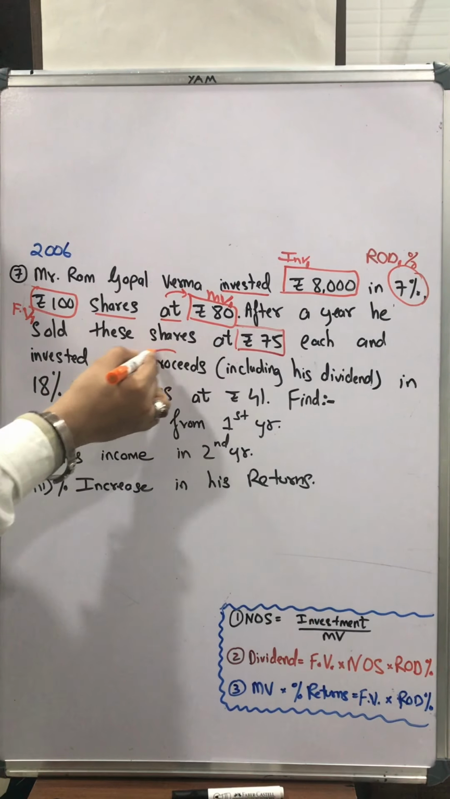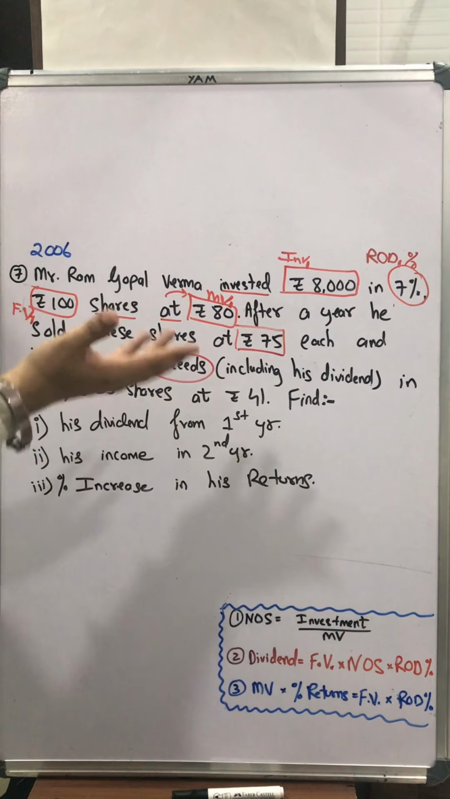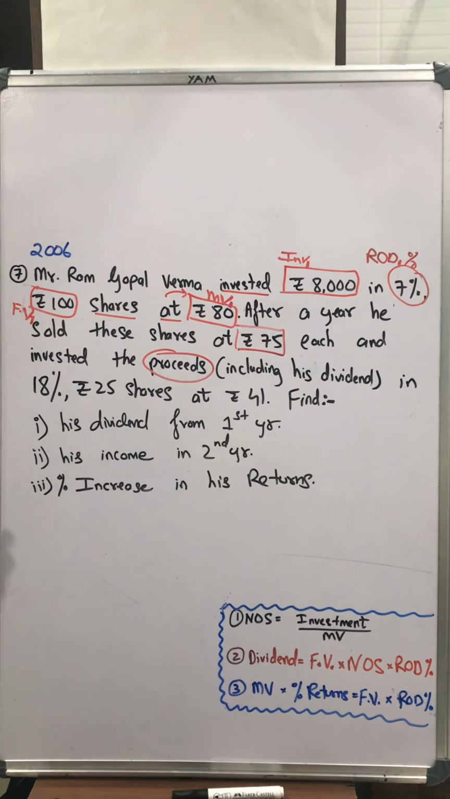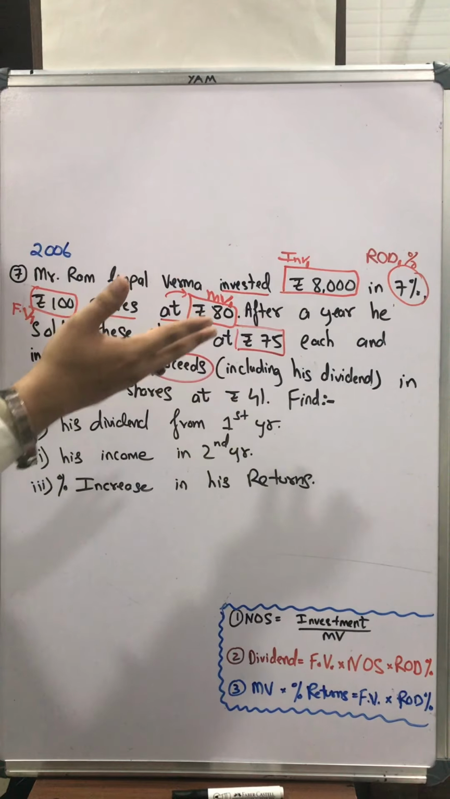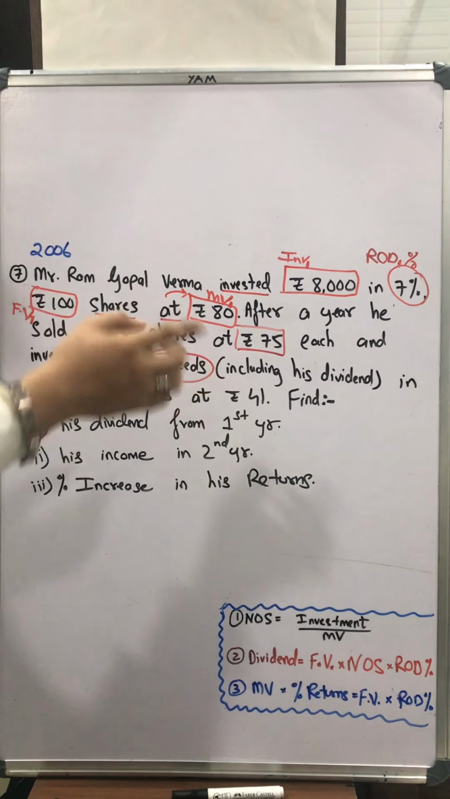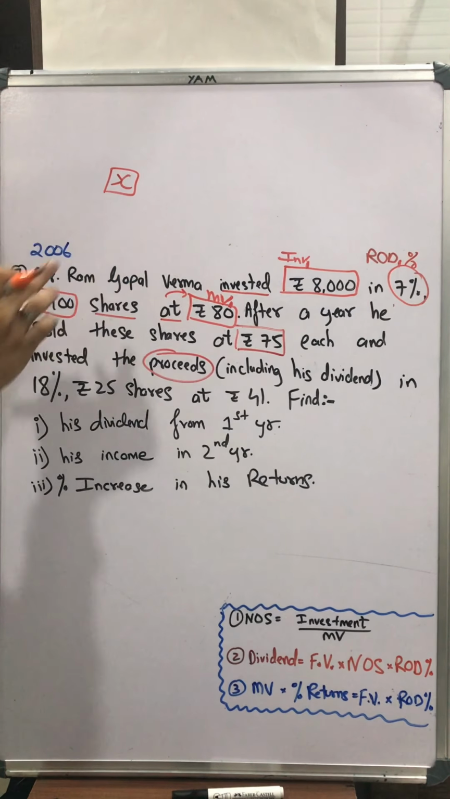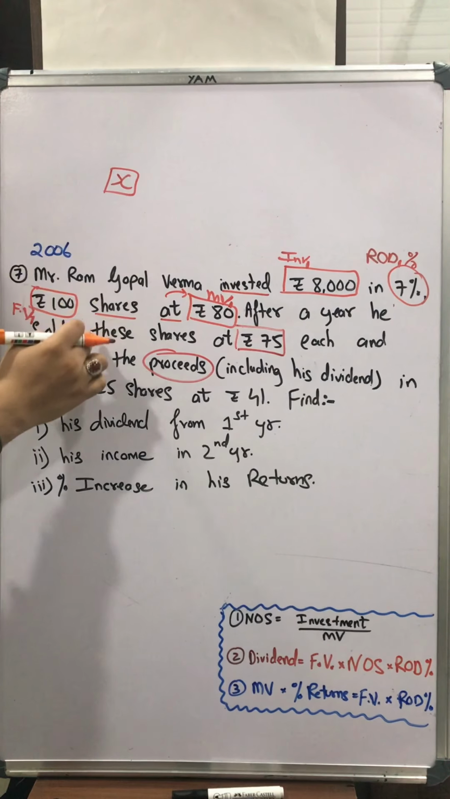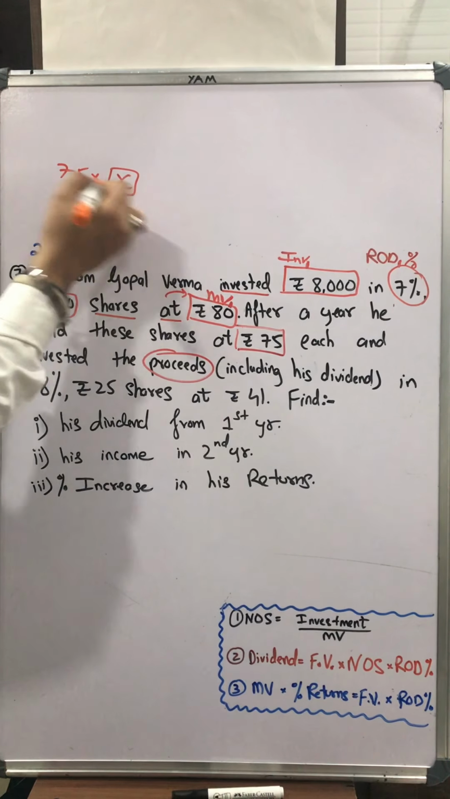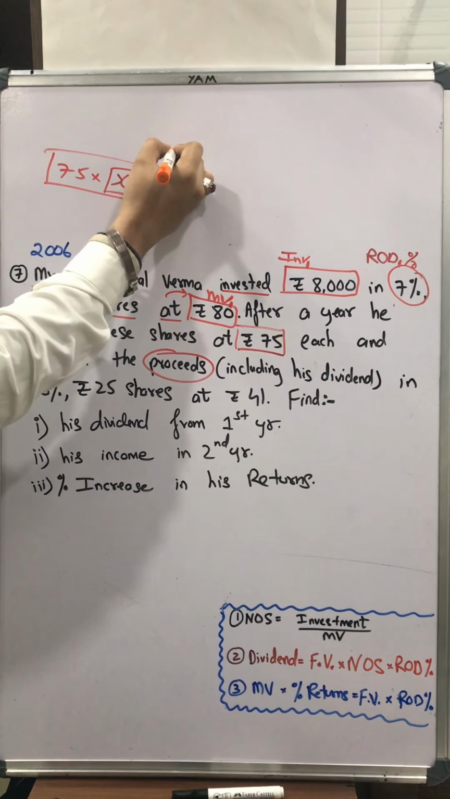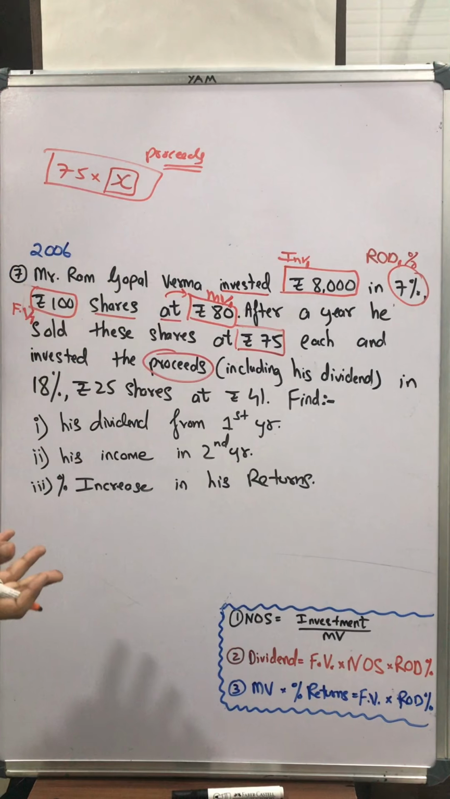Many times we saw this word proceeds. Proceeds means the amount we received in our hands after selling the shares of the first firm. Okay, so let us just assume that Mr. Ram Gopal Verma was having, for example, X shares for the first firm. Number of shares were X for the first firm, and he sold each share at rupees 75. So we just have to do 75 multiplied by X, and whatever is the amount, this is called the proceeds. This is the total amount he received in his hands after selling the shares of the first firm.